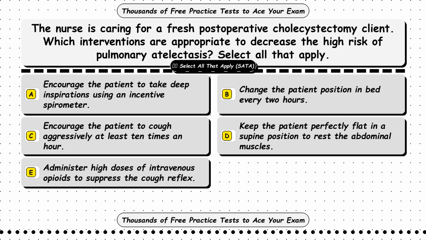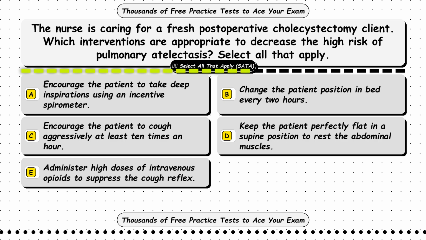Question 98. The nurse is caring for a fresh postoperative cholecystectomy client. Which interventions are appropriate to decrease the high risk of pulmonary atelectasis? Select all that apply. Option A. Encourage the patient to take deep inspirations using an incentive spirometer. Option B. Change the patient position in bed every 2 hours.